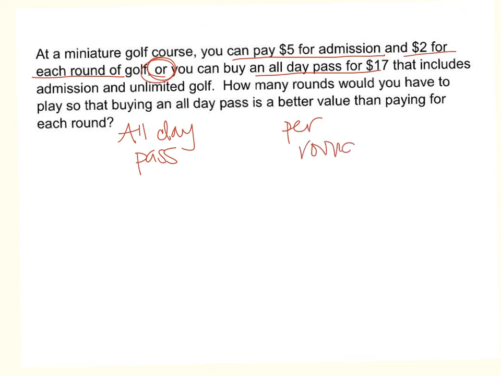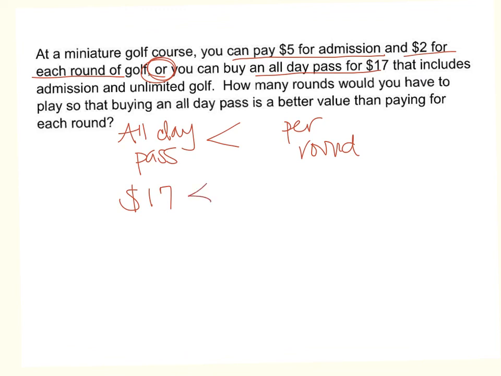Okay? This is similar to our first example. A better value means we want to spend less money. Not equal to, because that's not a better deal. We want to spend less money. So let's fill in what we know. An all-day pass costs $17. We want to know when that's less than paying per round.